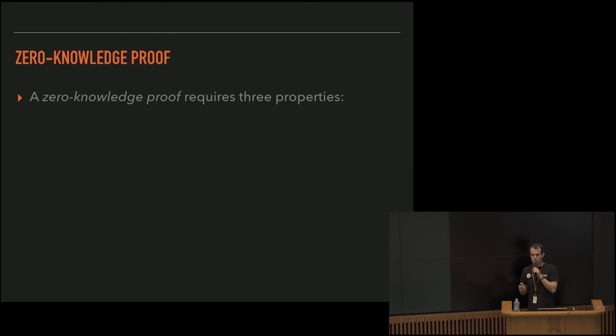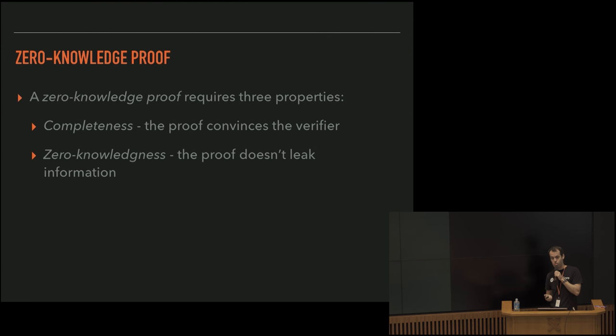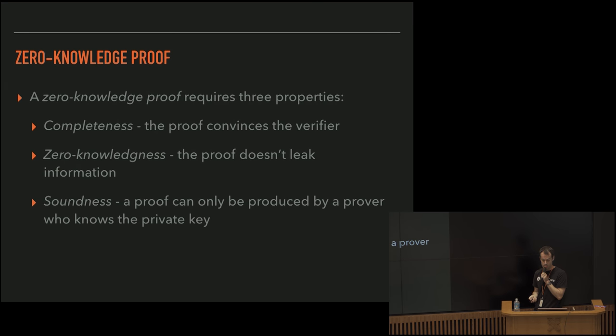Very quickly, a proof in zero knowledge is kind of weird if you've never come across it before, but it requires three properties. One is completeness, and that is that I do indeed convince you that I know what X is, right? The second is zero knowledgeness, which is by going through this protocol, you learn nothing about X. That's the zero knowledge part of it, right? The only thing you learn is that I know what X is. And the third property is soundness. And that is that I can only produce this proof if I do know what X is.